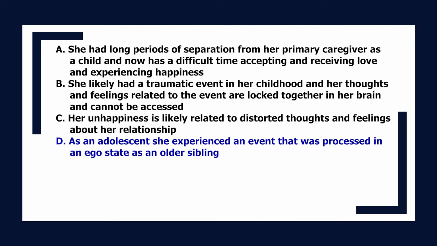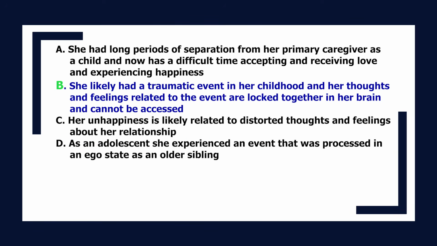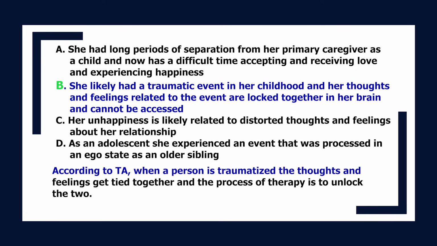The correct answer is B. She likely had a traumatic event in her childhood and her thoughts and feelings related to the event are locked together in her brain and cannot be accessed. According to TA, when a person is traumatized, the thoughts and feelings get tied together, and the process of therapy is to unlock the two.